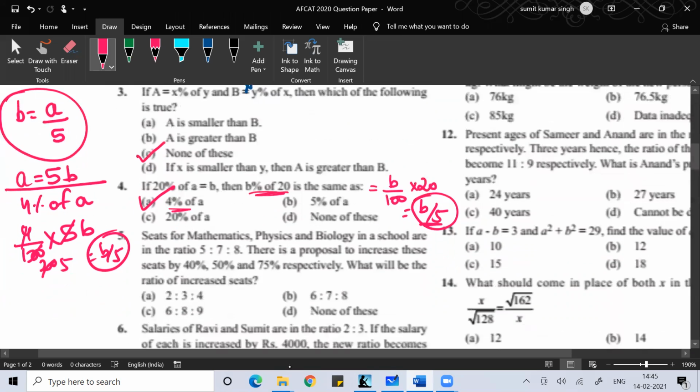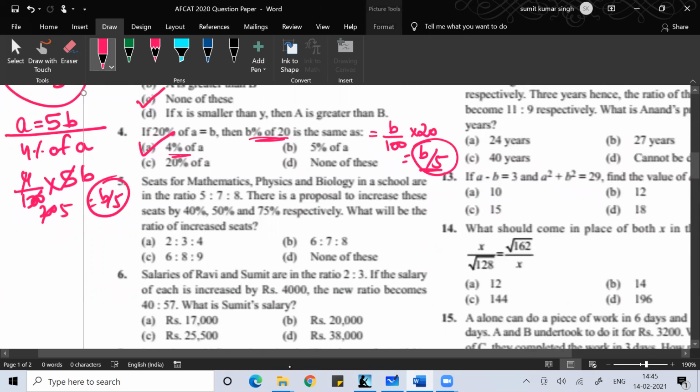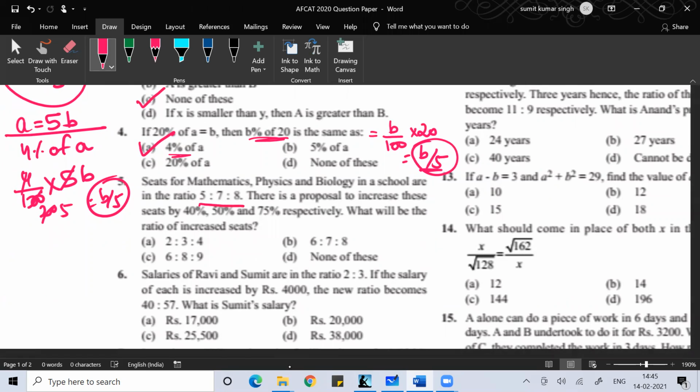Okay, everyone. So very simple questions. Seats of maths, physics, and biology in a school are in the ratio 5 is to 7 is to 8. So maths you can write as 500, and physics you can write as 700, and biology you can write as 800. Okay, there's a proposal to increase the seats by 40%.